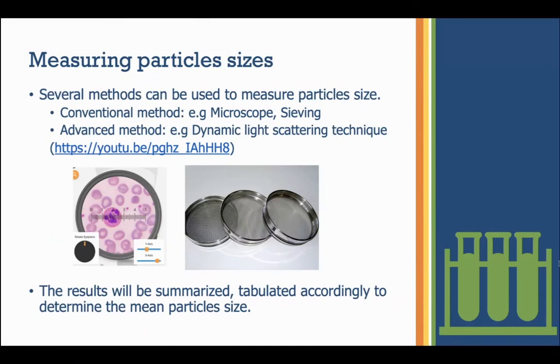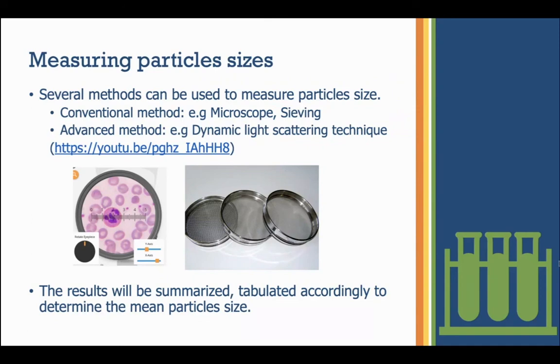There are several methods that can be used to measure particle size. Conventionally, we use methods such as the microscope. We look under the microscope and we determine the size of the particles. And we may also use sieves. By sieving, we will use different grades of sieve, sieves with different pore sizes, and the size of the particles will be characterized according to the group of particles separated by each sieve size.